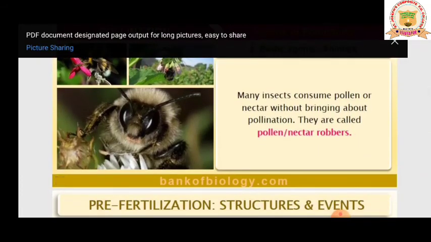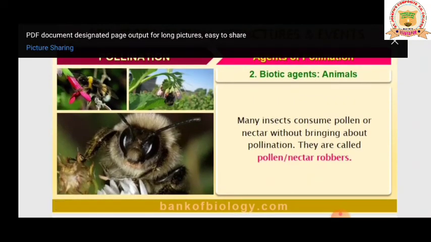Many insects consume pollen or nectar without bringing about pollination. They are called pollen robbers or nectar robbers. There are some insects who will come, sit on the plant, and take out the nectar from it, but they are not going to carry out any pollination. They are not going to bring any pollen grains, nor are they going to deposit them on the stigma. Such insects are termed nectar robbers or pollen robbers.